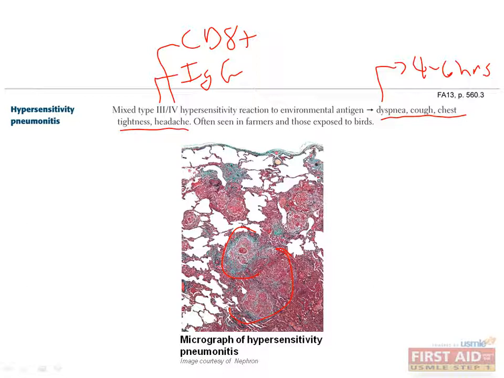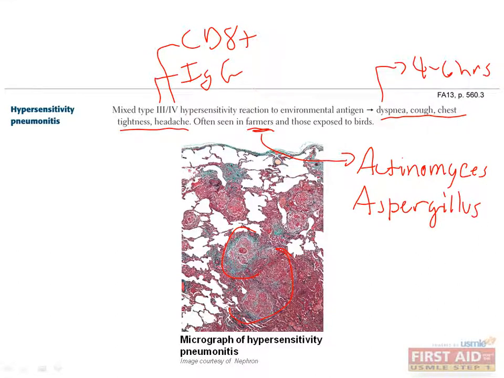In farmer's lung, what's the exposure? Well, it's usually secondary to thermophilic actinomyces bacteria, and occasionally Aspergillus fungi in moldy hay and compost. What about bird exposure? Well, this is called bird breeder's or bird fancier's lung. This is due to exposure to avian proteins in the dried aerosolized bird droppings. Keep in mind, this is not psittacosis where you have a true bacterial pneumonia.